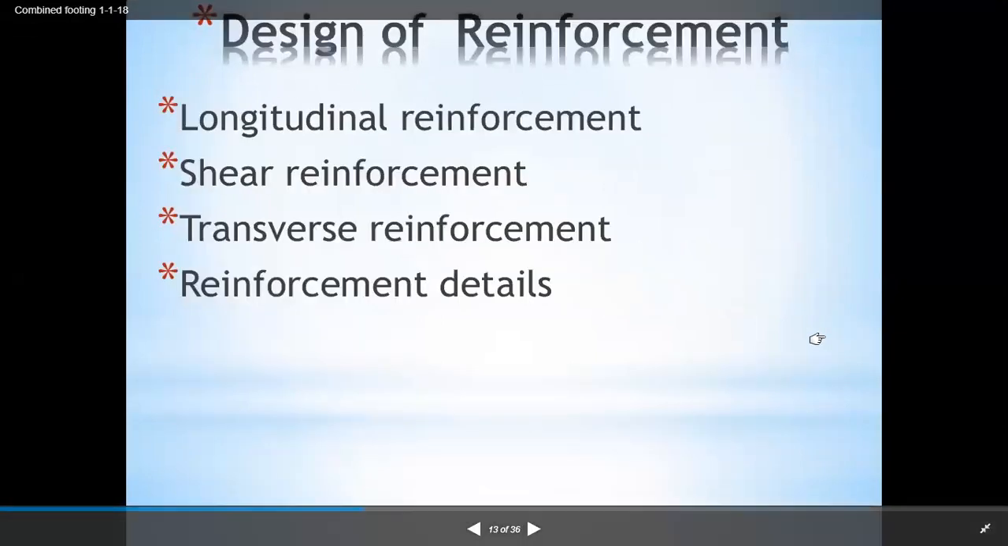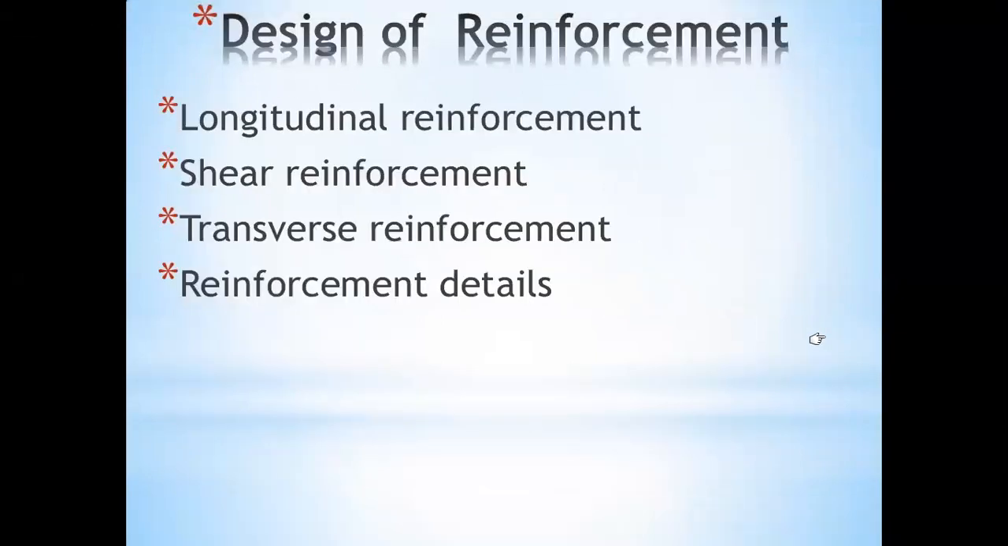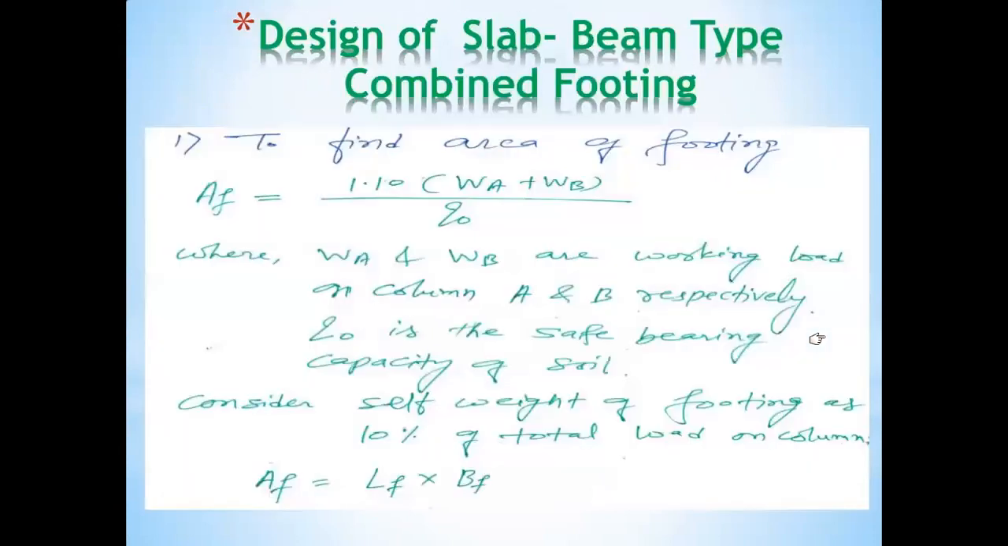Next one is the design of the reinforcement, where the longitudinal reinforcement is there, shear reinforcement is there, and the transverse reinforcement is there. For all the details, we have to go through the design steps, calculating the area of steel, and based on this area of steel, we have to calculate the shear reinforcement in the vertical and the horizontal direction. That is for the longitudinal and the transverse direction, and based on this, we have to go for the reinforcement details that we have to show in the footing cross section. That part we have to show. Okay, there is a design step.